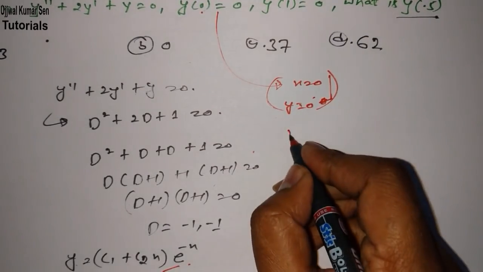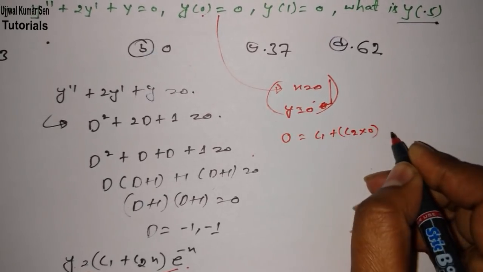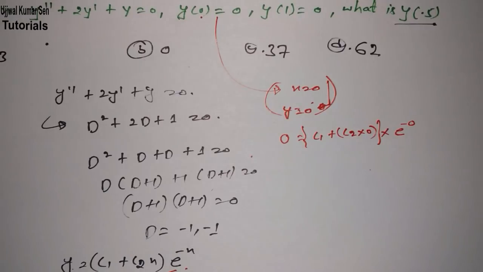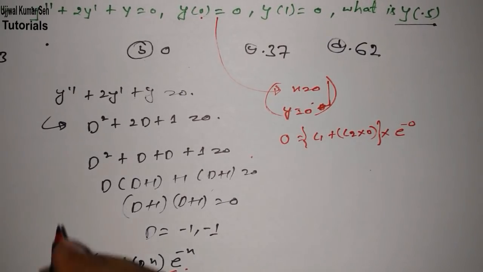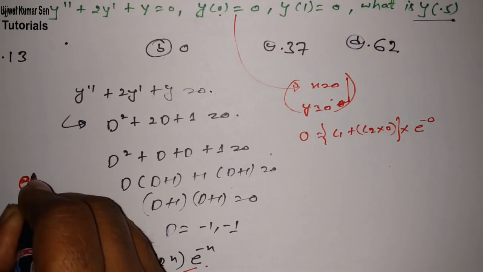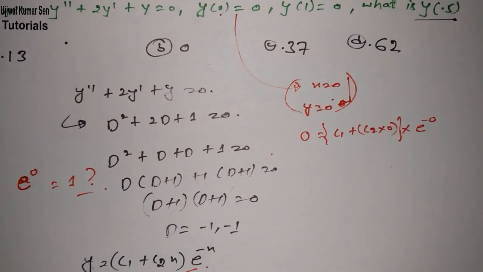x equal to 0, y equal to 0, put c1 plus c2 multiplied by 0 and multiplied by e to the power minus 0. So e to the power minus 0 or 0, it doesn't matter. Anything to the power 0 is equal to 1. Should I prove it? Okay, let's go for it. I will share with you. Suppose that a is a constant, e to the power 0 is equal to 1. How is this possible? Let me share with you.